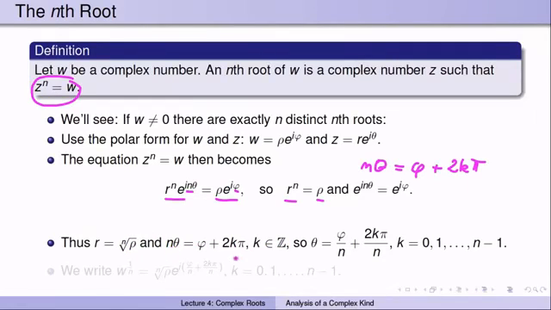So I can divide this equation by n, and I get theta has to be phi over n plus 2k pi over n. And it turns out, if I look at the values of k for 0, 1, and so forth, up to n minus 1, I have exhausted all possibilities. After that, things start repeating. So these are actually distinct roots.